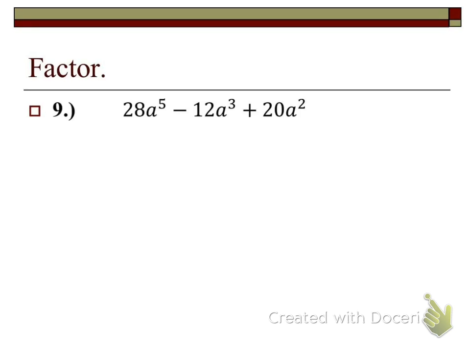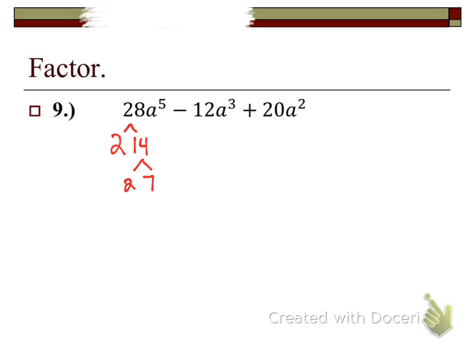So let's break down 28. Delaney, what could I break 28 into? Just 2 numbers that would multiply up to 28. 14 and 2. Sure. All right, 2 is prime, but 14 can be factored more. Nevaeh, what could I break 14 into? 2 and 7. Good. Okay, so I've got 2 times 2 times 7. How many A's would I have up there? 5 of them. 1, 2, 3, 4, 5 of them.